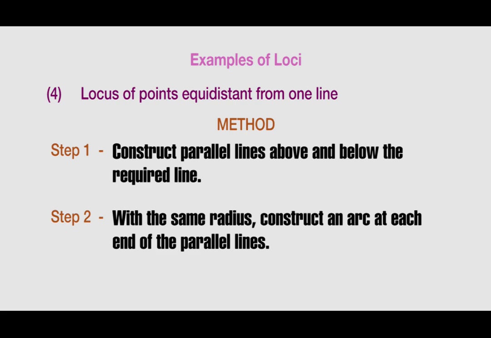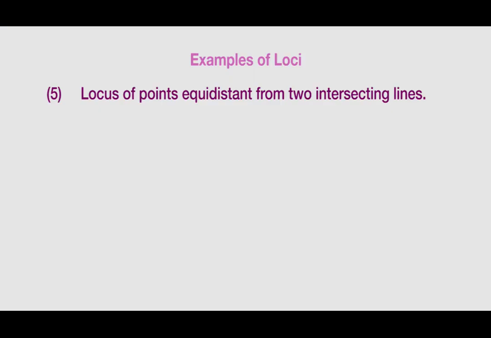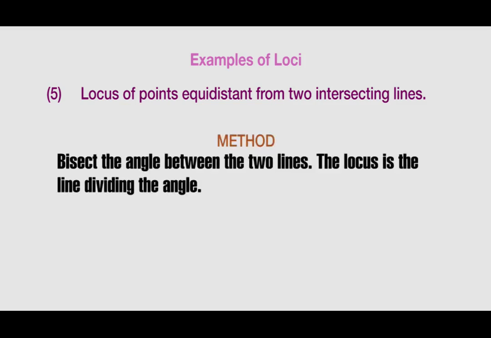Good. Now that we have constructed the locus of points equidistant from one line, let's see how we can construct the locus of points equidistant from two intersecting lines. Here is the method. Bisect the angle of intersection of the two lines. The locus is the line dividing the angle.